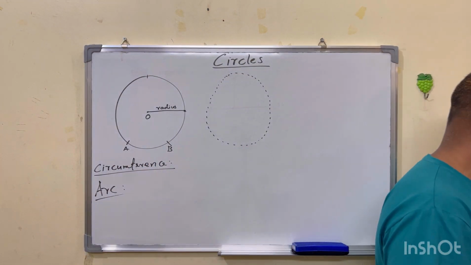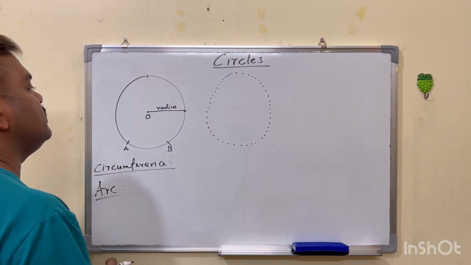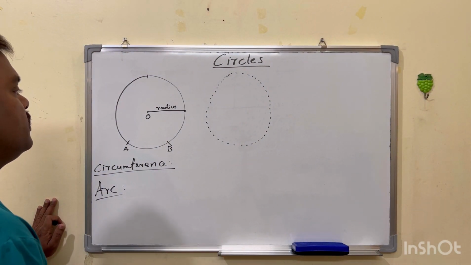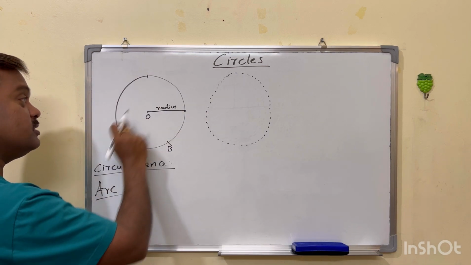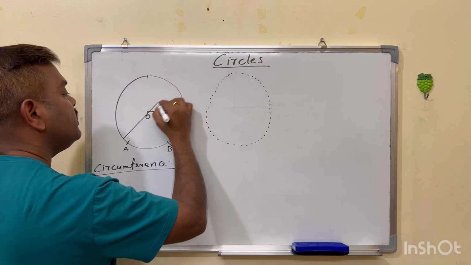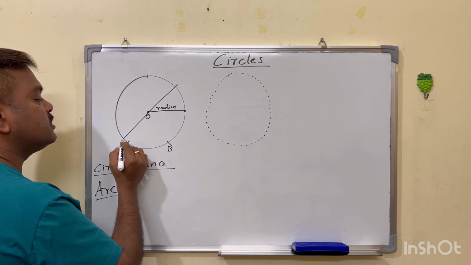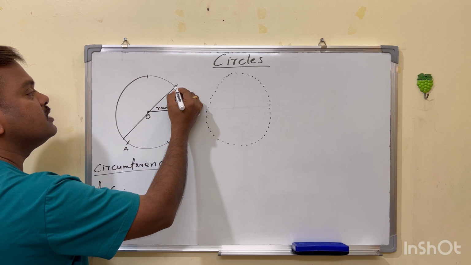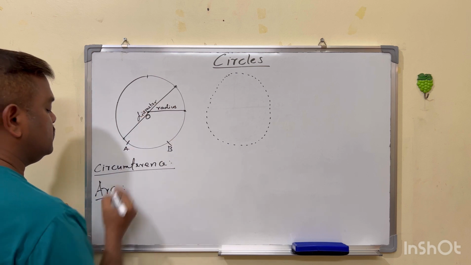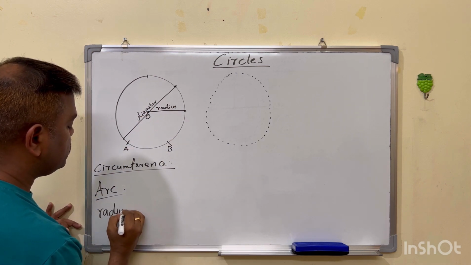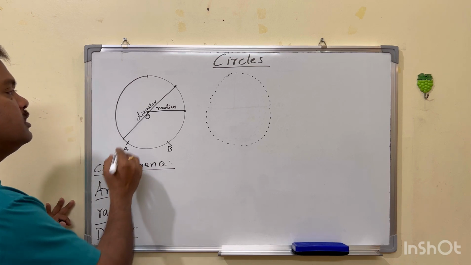Okay, understood. The next one, diameter. The diameter means the distance across the circle through its center. Across the circle means from here to here or from here to here. Okay, the distance across the circle through its center. Diameter means the distance across the circle through its center is called diameter. So first we learned radius, then diameter.